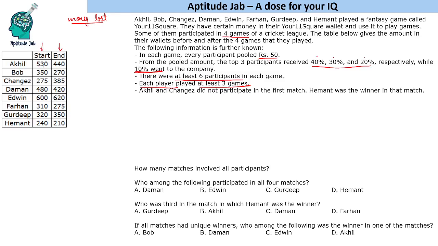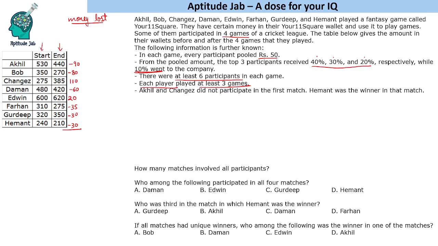Now he started with 530, ended with 440. So that is minus 90. This person lost 80 rupees. This person gained 110 rupees in that game. And then we have a loss of 60, a gain of 20 rupees, a loss of 35, a loss of 30, and again a loss of 30. So we'll find out what is the total money that they lost.